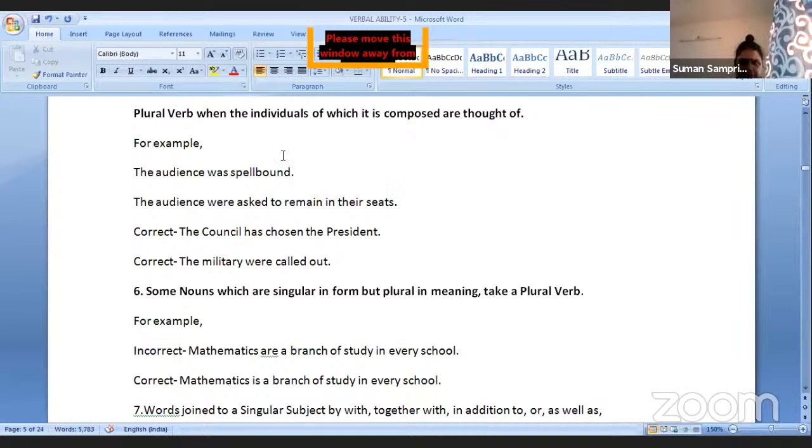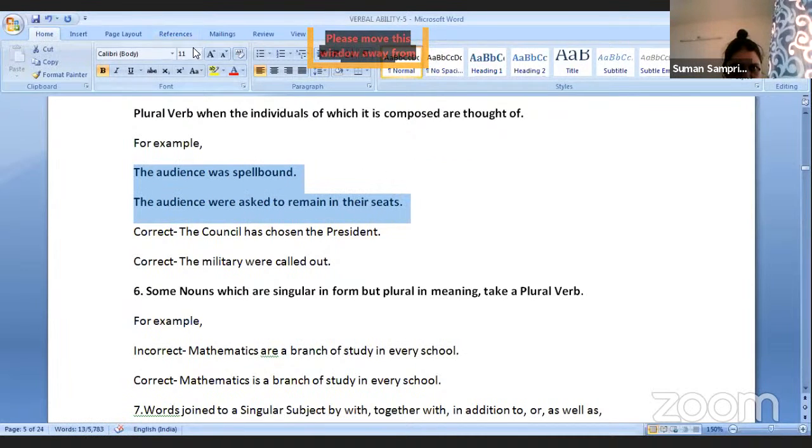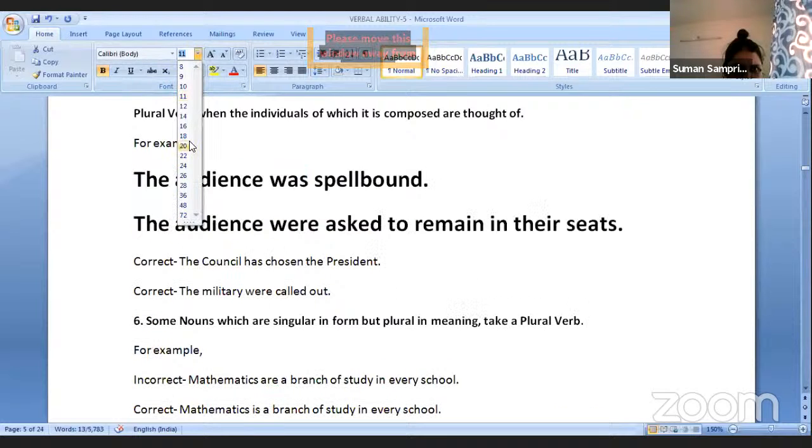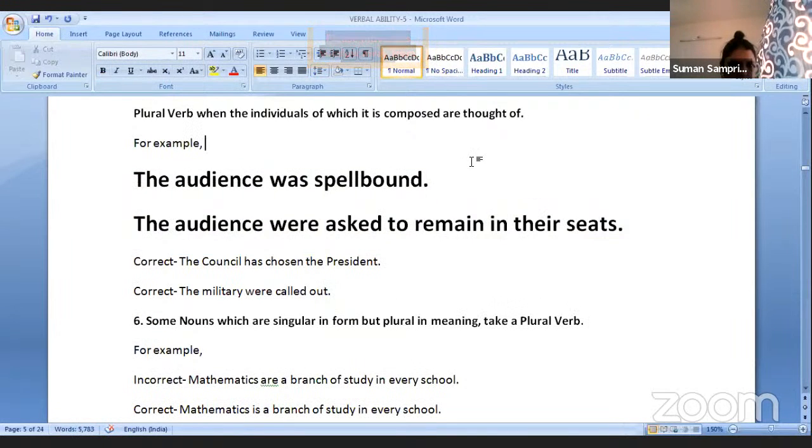Now consider these two sentences. Tell me which sentence is incorrect here. I have written two sentences. The audience was spellbound, or surprised. By spellbound we mean surprised. And the audience were asked to remain in their seats. Second? First?